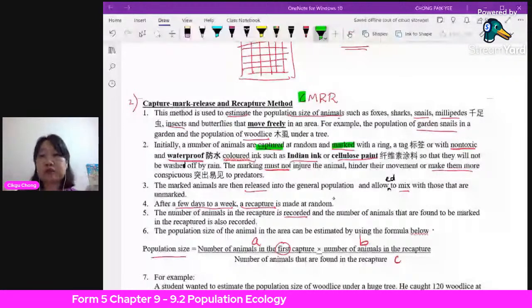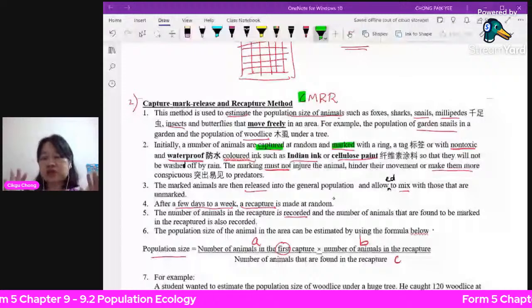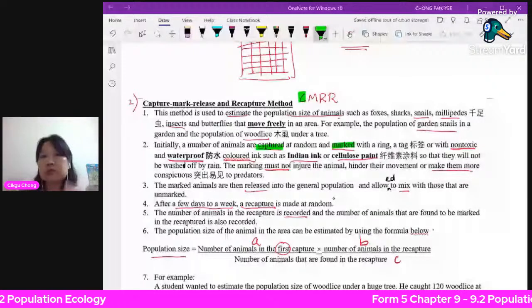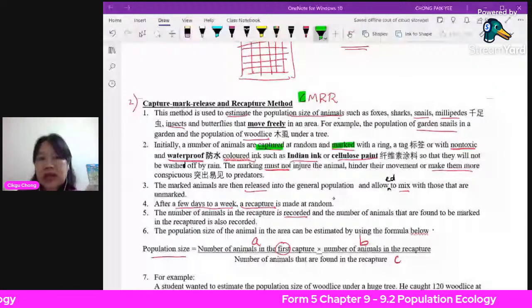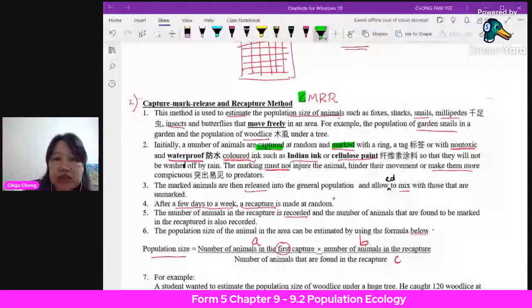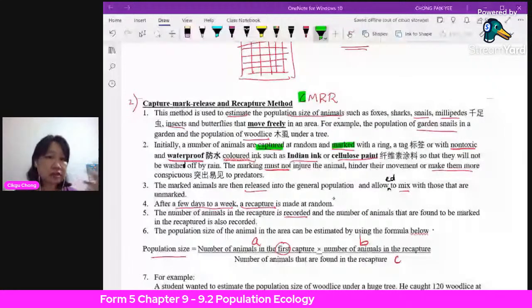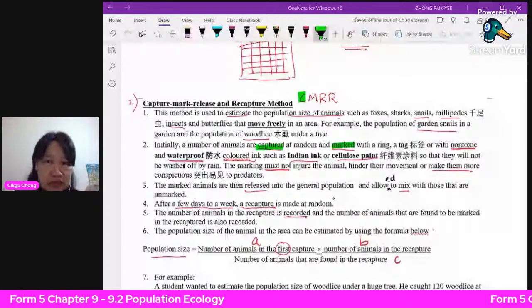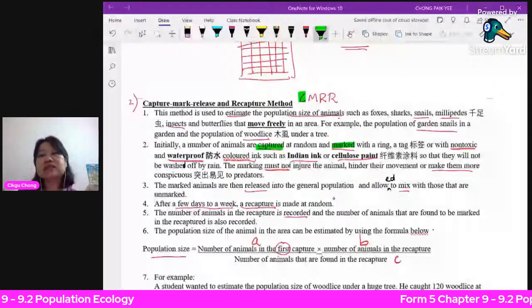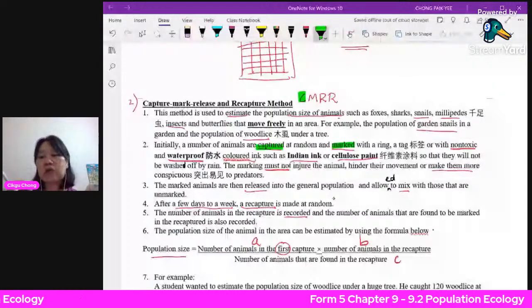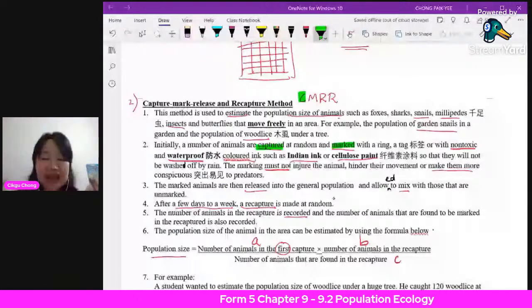Okay, so usually 3 to 4 days is good enough for them to mingle. And then what you need to do, you have to trap them again. This is called a recapture. You trap using the same trap, right? And then you put it at the same place. You see the second time how many animals will go into your trap.